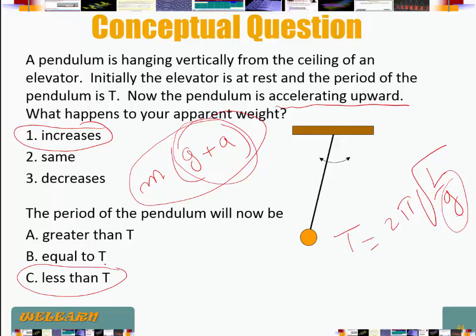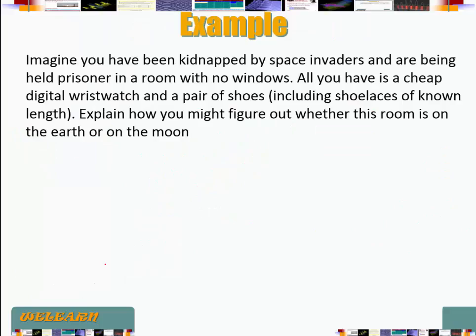Another way to get the same effect is to take the pendulum to a planet where there is a stronger or a higher value for the gravitational field g. Okay, since you know the length of the shoelace, you can make a pendulum out of your shoes and the shoelaces. So the period of that pendulum is 2π√(L/g).